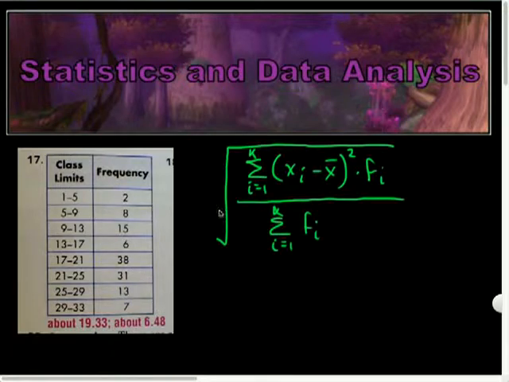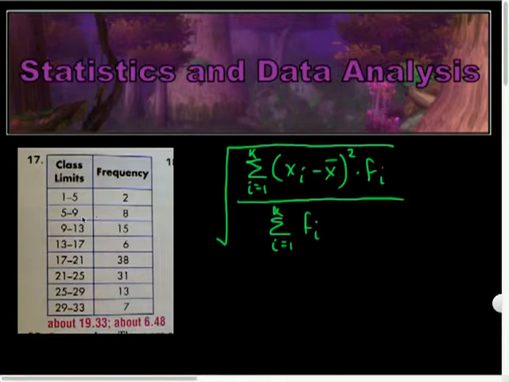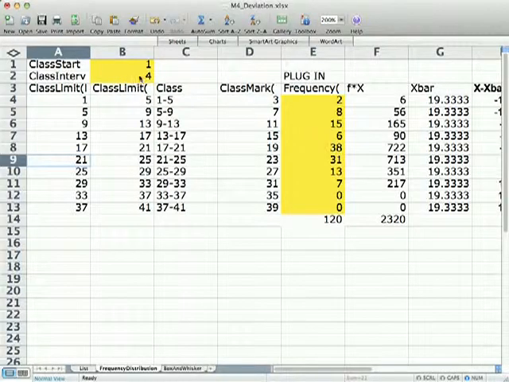So in order to get this calculated, I could do this all by hand in a table, but fortunately I equipped you guys with an Excel spreadsheet last night as well. So here's my Excel spreadsheet. The thing that I had to change was the class started at 1, because you can see that it starts at 1, and the class interval was 4, so I changed that value. And then I plugged in all of the frequencies for their corresponding classes.